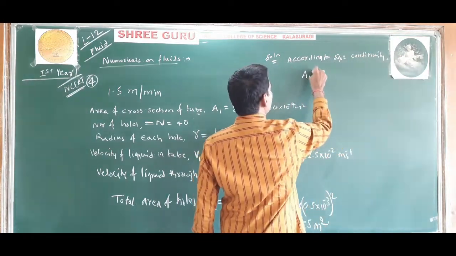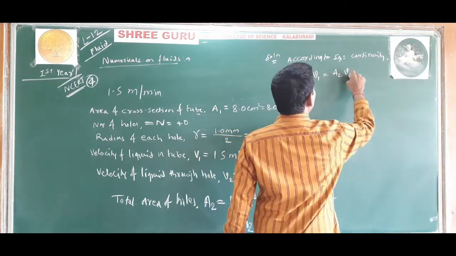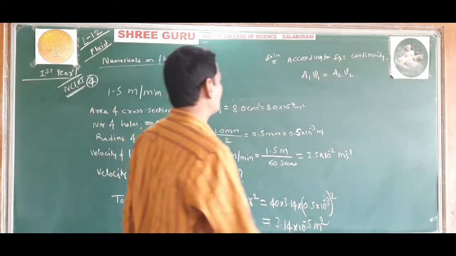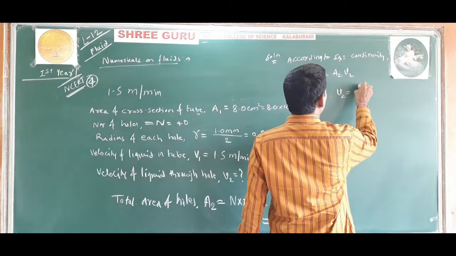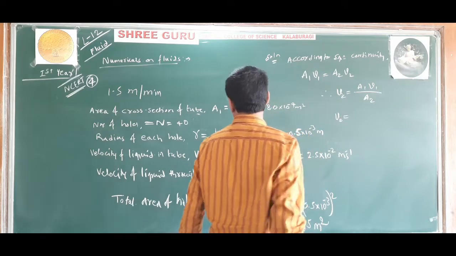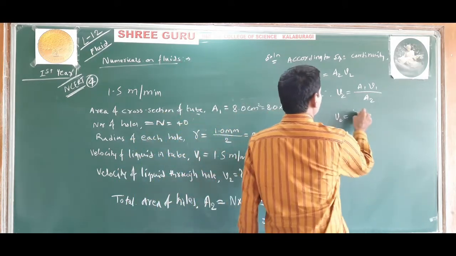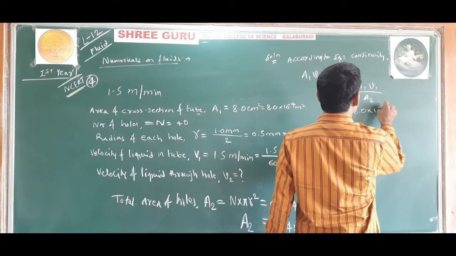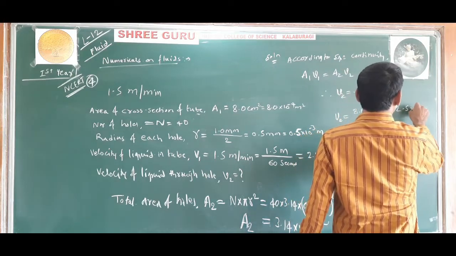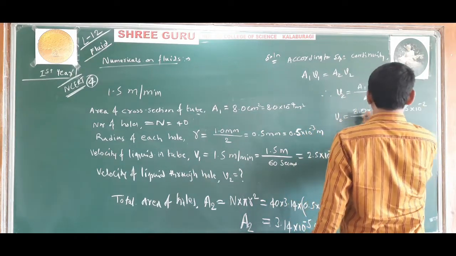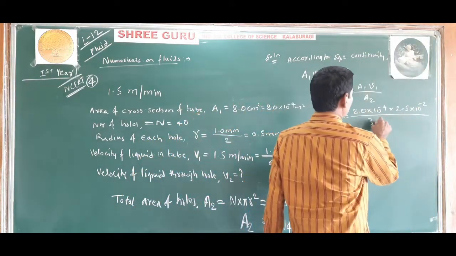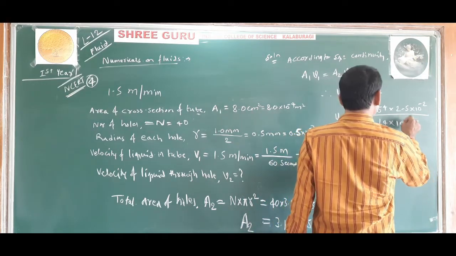A1 V1 is equal to A2 V2. We want V2. Therefore V2 is equal to A1 V1 divided by A2. So V2 is equal to A1, the area of cross section of the tube, 8.0 into 10 to the power minus 4, times the velocity of the liquid in the tube, 2.5 into 10 to the power minus 2 meter per second, divided by A2, the total area of holes, 3.14 into 10 to the power minus 5 meter square.